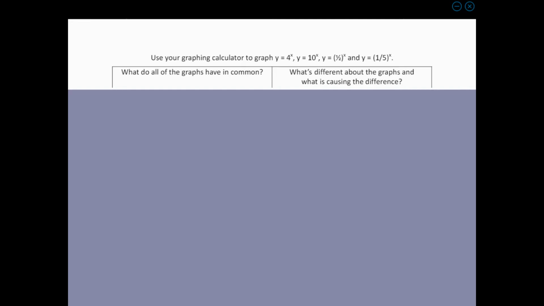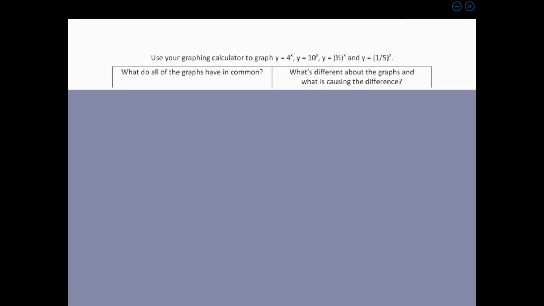Okay, but right now, we've just got one more thing that we need to talk about before we're done with our notes for the day. So graph those 4 equations on your calculator. It can be in Desmos, it can be on your calculator.